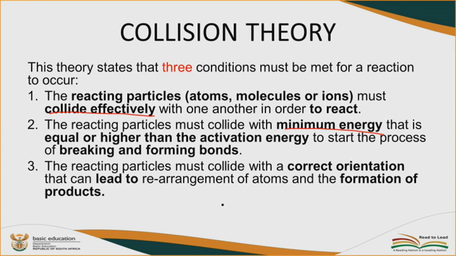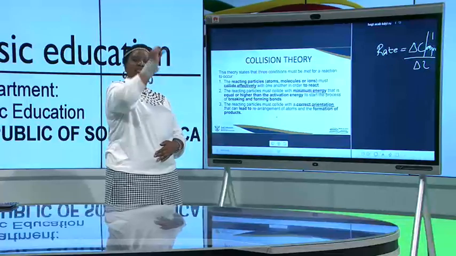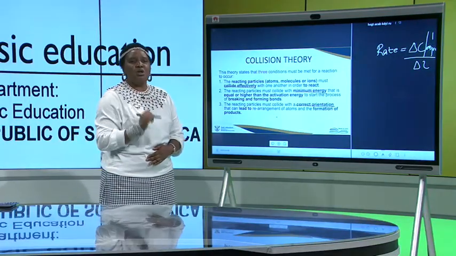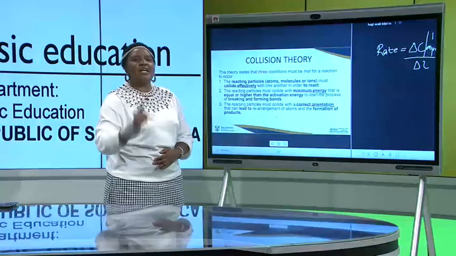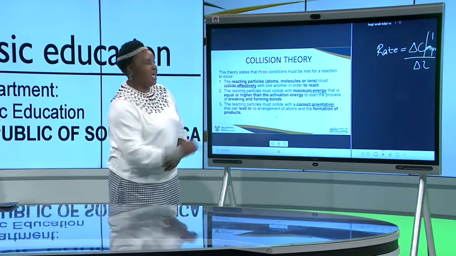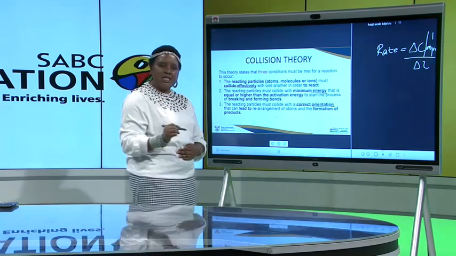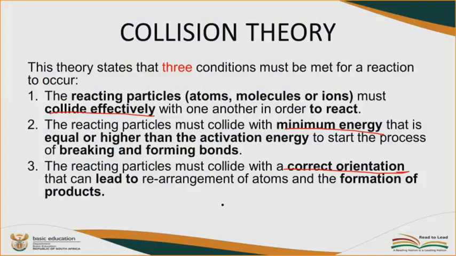And also, they must have a correct orientation. What does a correct orientation mean? Grade 12, if I give you a pack of keys and I say to you, go and open the door, not all those doors will be opened by all the 5 keys. Only 1 key with the correct orientation will be able to open the door. The same applies to the rate of reaction. In order for the rate of reaction to increase, these 3 conditions must be met. Number 1, the particles must collide effectively. Number 2, they must have a minimum energy. And number 3, the correct orientation.